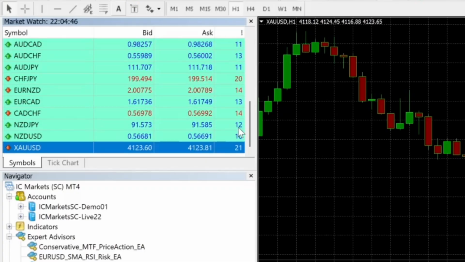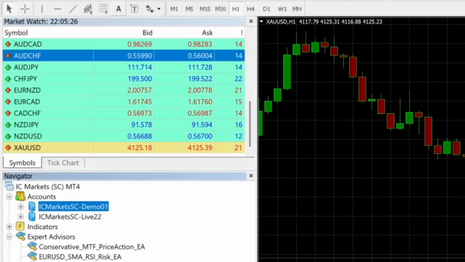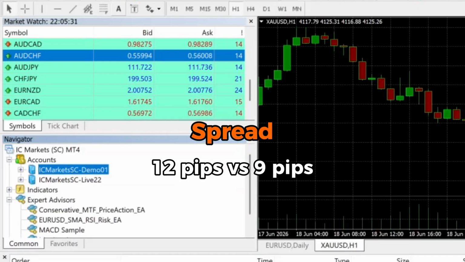The EA is still working, but the market conditions have changed. Before blaming the strategy, compare the live spread with the demo spread. You might be surprised by the difference.